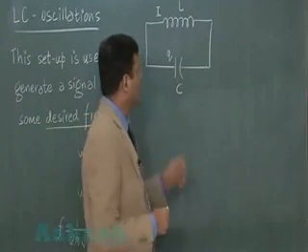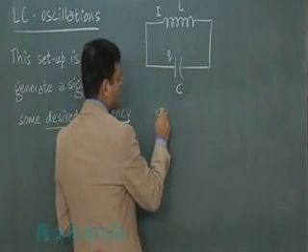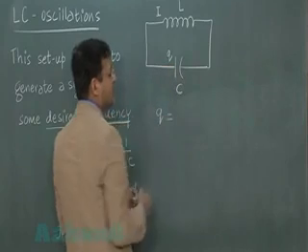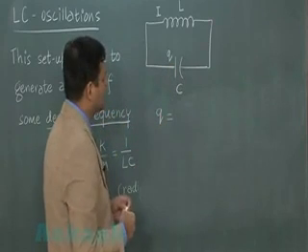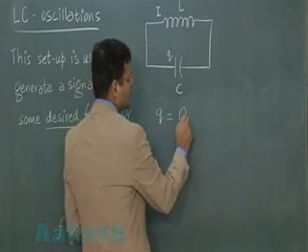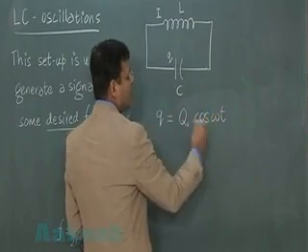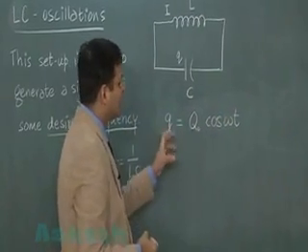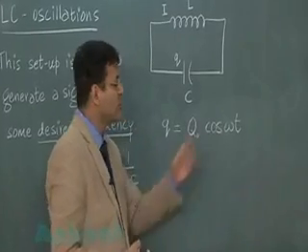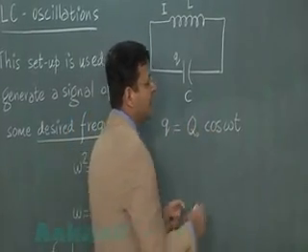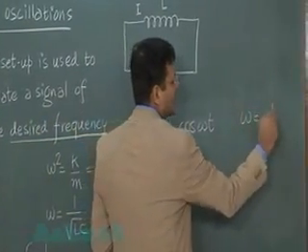Let us suppose you want to write down the expression of charge which is present on the capacitor. I can write it as Q naught cos omega t. You may object that why didn't I use the sine function? I could have written sin omega t as well. This omega is the same as what you have obtained here, that is 1 by under root LC.